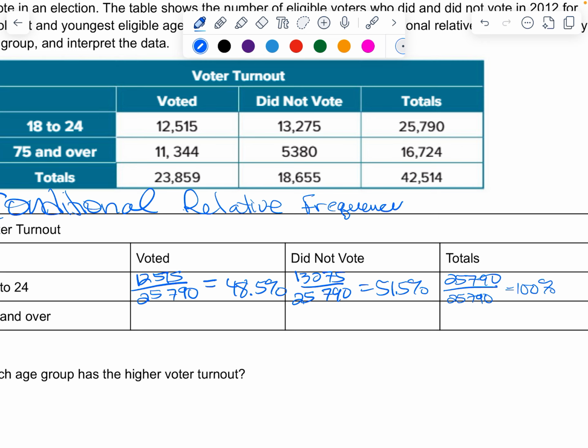Oh, I'm having a hard time. You take the first column and you divide it by, try that again. Yeah, the first column divided by the third column, which is the total. Okay? And then you take the second column, divide it by the third column, which is the total.